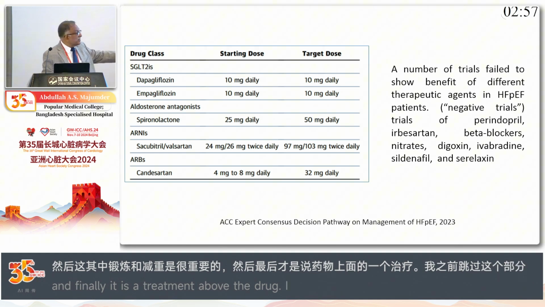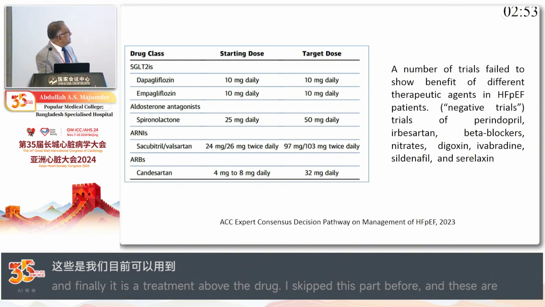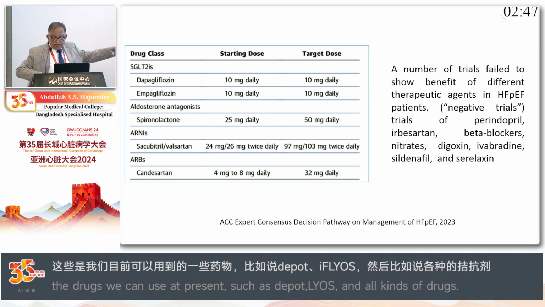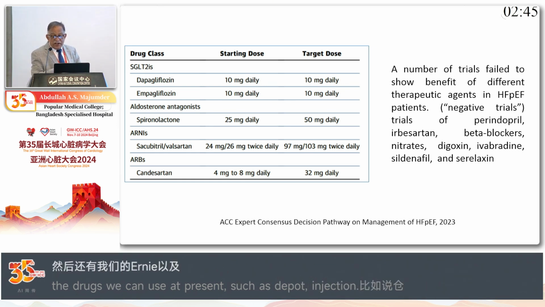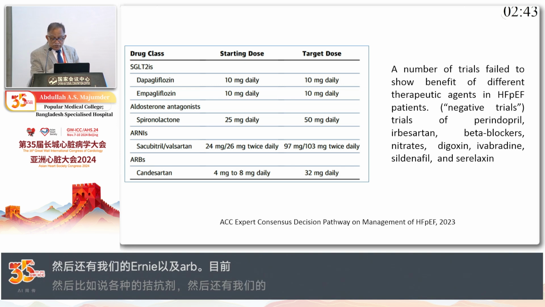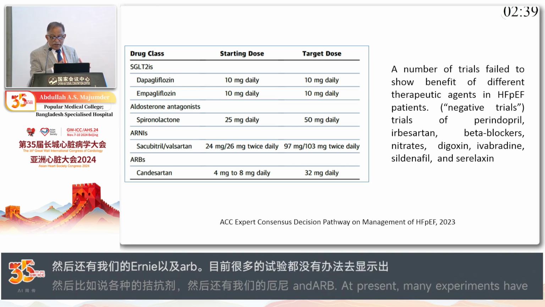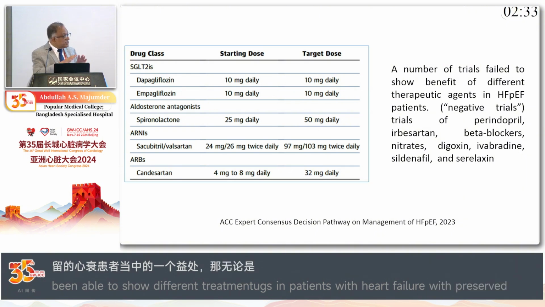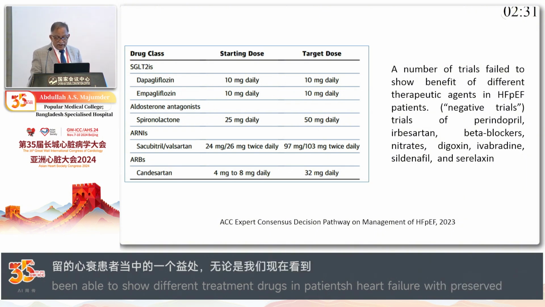These are the drugs which we can use: the empagliflozin, dapagliflozin, aldosterone antagonist, the spironolactone, ARNI, and the ARB, particularly the candesartan. A number of the trials failed to show benefit of the different therapeutic agents in the HFpEF negative trials, and the trials of perindopril, irbesartan, beta blockers, nitrates, digoxin, ivabradine, sildenafil. These are all the trial failure.